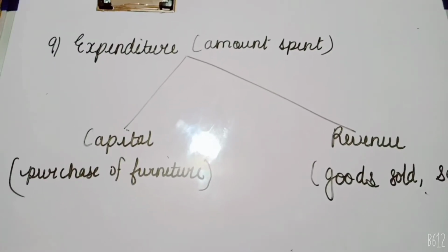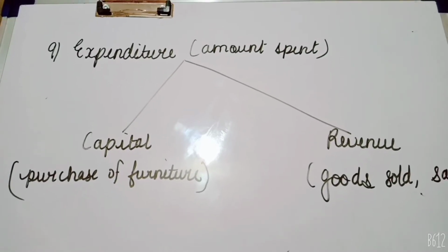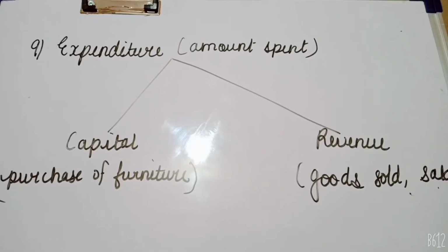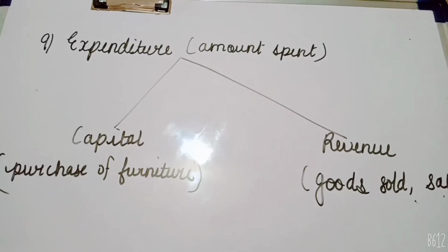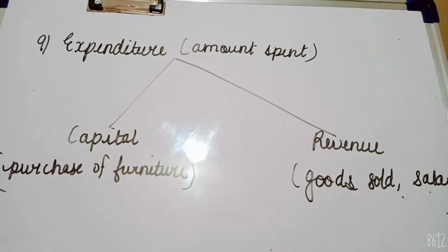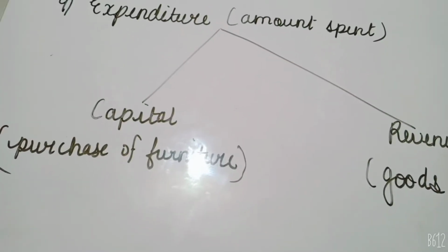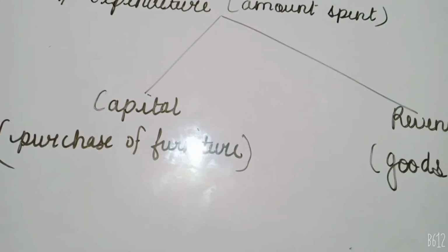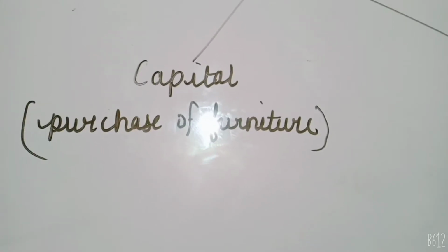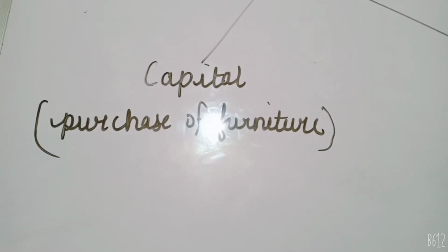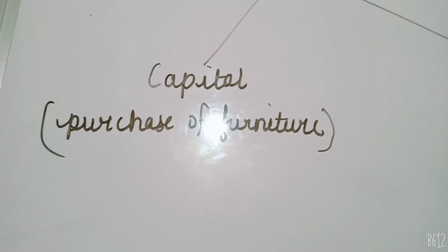Expenditure. So the amount spent or liability incurred for acquiring assets or goods and services is called expenditure. Expenditure is of two types: capital expenditure and revenue expenditure. Now the capital expenditure is the expenditure which is incurred to acquire assets or to improve the existing assets, which will directly increase the earning capacity of the business for a long time.